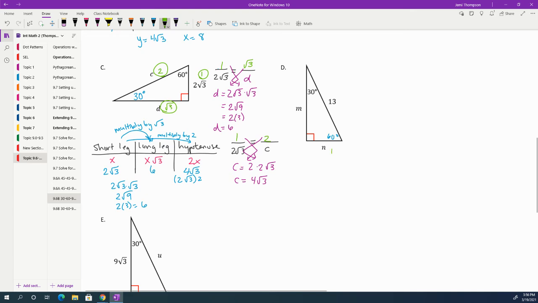Across from 30, put a 1. Across from 60, write a square root of 3. Across from 90, write a 2. These are the numbers that always go with the 30, 60, 90 degree triangle.